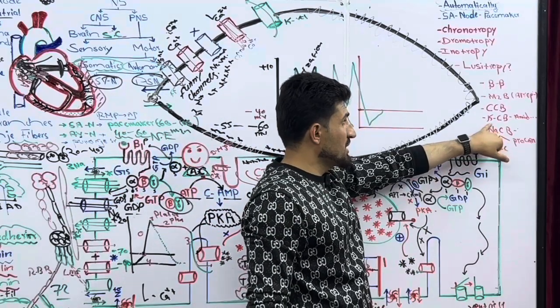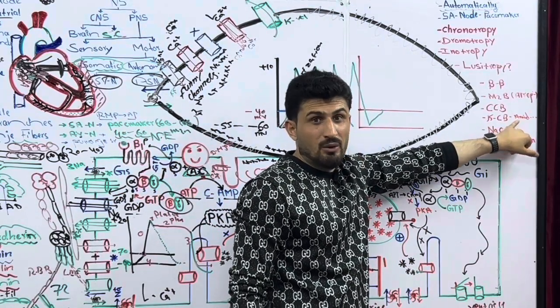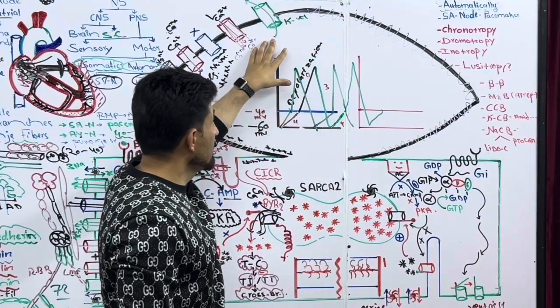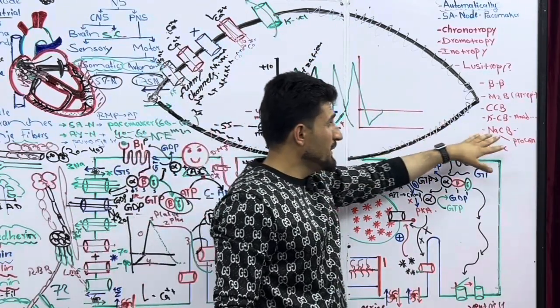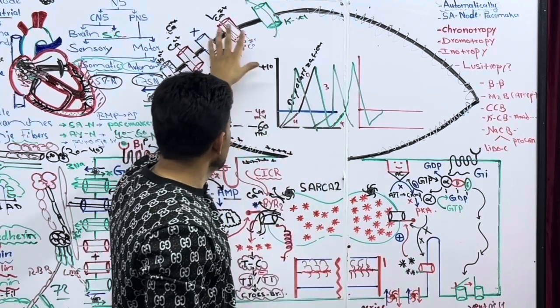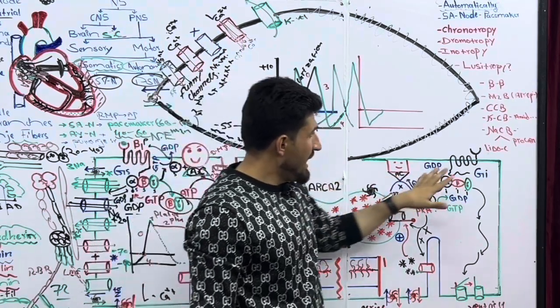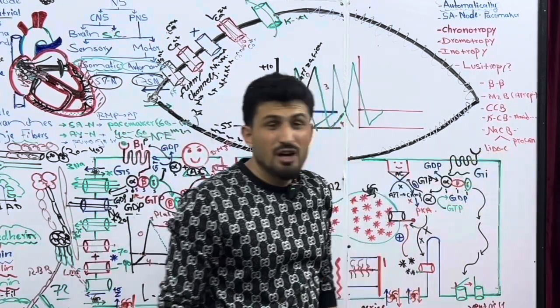Okay, also we have potassium channel blockers. For example, amiodarone. That's why all these channels are so important. Amiodarone is used in arrhythmias. Okay, also we have sodium channel blockers. These fast sodium channels are blocked by these drugs, and these drugs are, for example, procainamide and lidocaine.